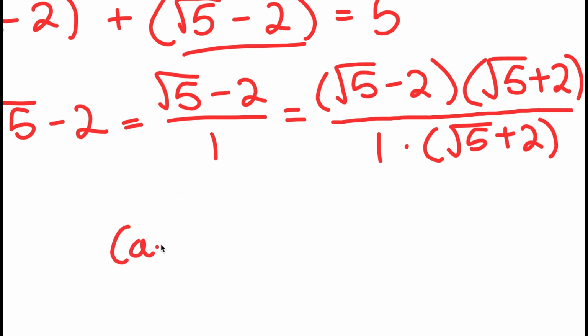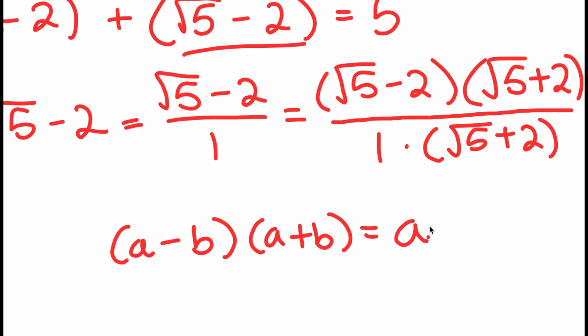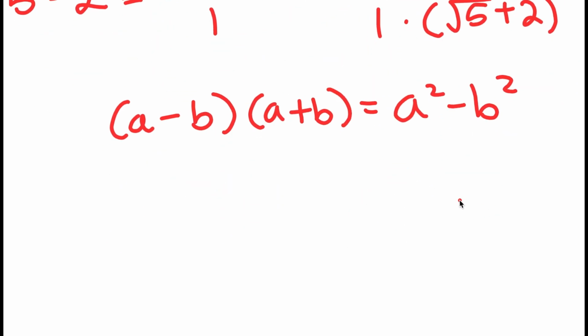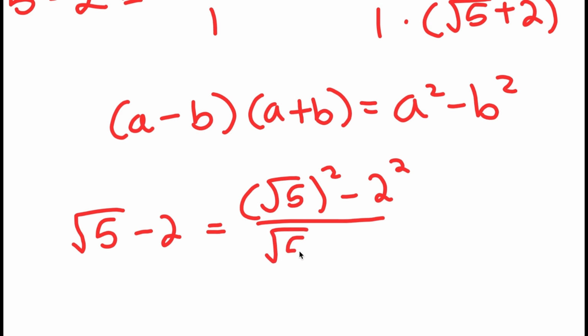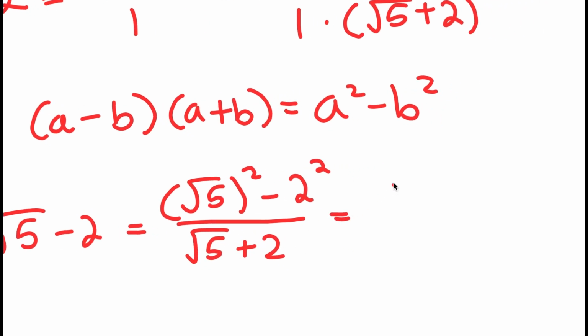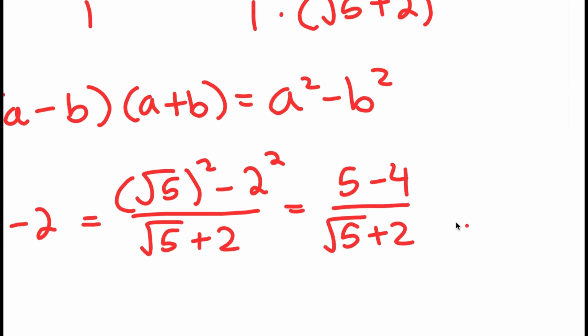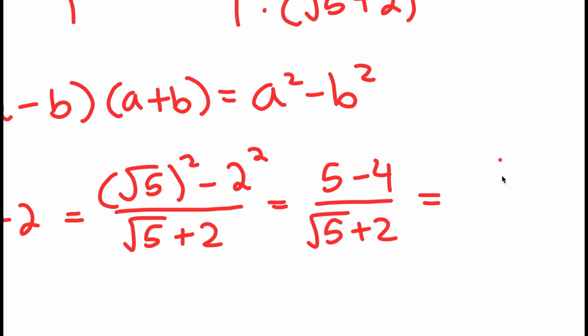Now, if I have something in the form a minus b times a plus b, this is equal to a squared minus b squared. So I have the square root of 5 minus 2, which is equal to the square root of 5 squared minus 2 squared over the square root of 5 plus 2, which is equal to 5 minus 4 over the square root of 5 plus 2, which is equal to 1 over the square root of 5 plus 2.